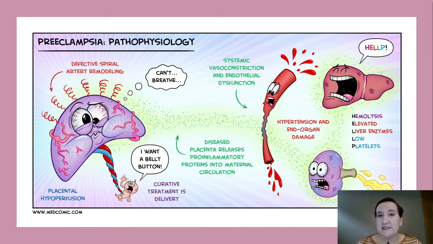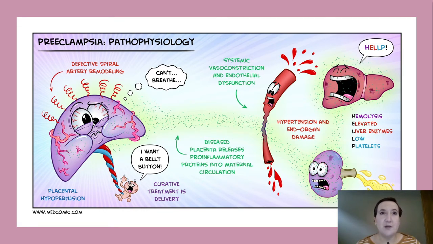We see this systemic vasoconstriction. You see it reflected in your patient's symptoms of hypertension and renal damage. And then perhaps as well you're going to see some changes to that liver function test. Under the placenta in the lower left hand side, you see how baby is screaming, "I want a belly button." The curative treatment is delivery.